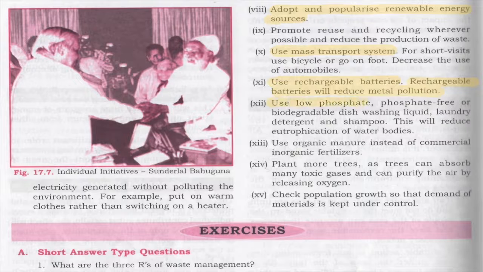Use low phosphate, phosphate-free or biodegradable dishwashing liquid, laundry detergent and shampoo. This will reduce eutrophication of water bodies. Use organic manure instead of commercial inorganic fertilizers. Plant more trees, as trees can absorb many toxic gases and purify the air by releasing oxygen into the atmosphere. Check pollution growth regularly so that the demand for materials is kept under control.